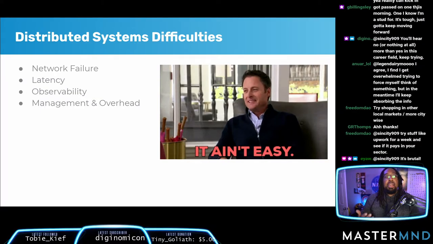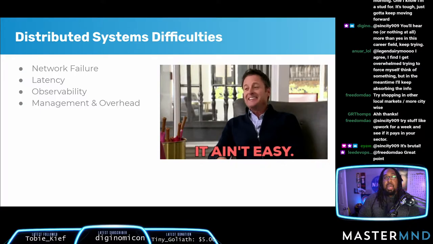There's never really a right answer. There are only trade-offs. That's all you're comparing: what are the trade-offs here? And these are some things that you have to deal with when you decide to go to the distributed computing model. Network failure. Network failure is a big one.